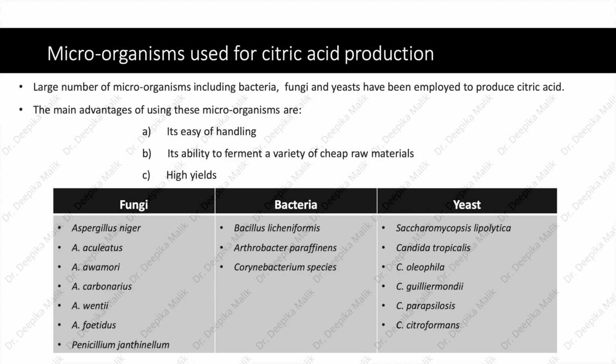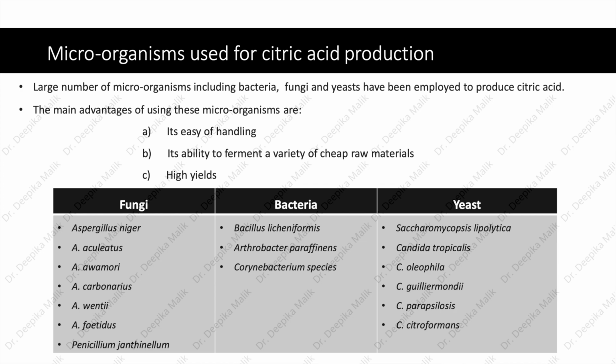Now let us have a look at different microorganisms used for citric acid production. A large number of microorganisms including bacteria, fungi and yeasts have been employed to produce citric acid. The main advantages of using these microorganisms are their ease of handling, their ability to ferment a variety of cheap raw materials and high yields. The table shows the important species of fungi, bacteria and yeast involved in the production of citric acid, the most important among these being Aspergillus niger.